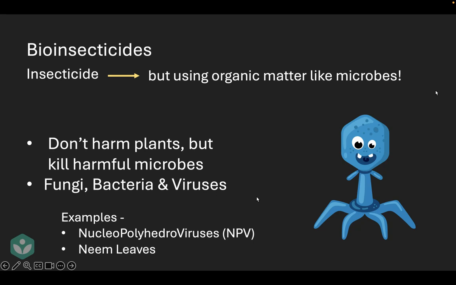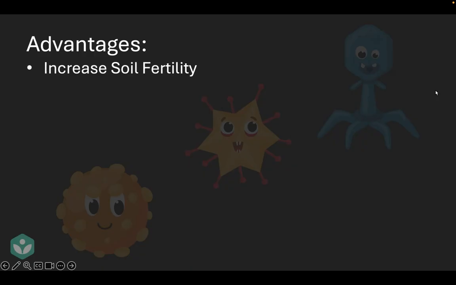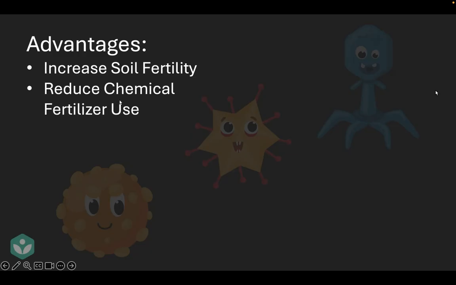Okay, so in this video we discussed bioinsecticides and microbial inoculants, right? What are the advantages and disadvantages of these? Let's discuss the advantages. They increase soil fertility without causing harm or pollution to the soil. They reduce our chemical fertilizer use, and yet they help the plant grow healthy, right? And they're very sustainable because they're not polluting the environment.